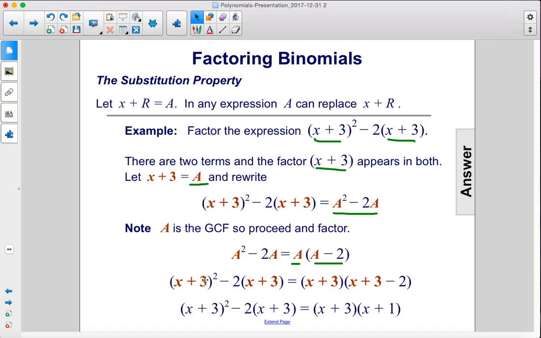So we plugged x plus 3 back into this side, and we plugged it into this side, and we can see that here's our original expression from up here, and that equals a factored form of x plus 3, x plus 1.